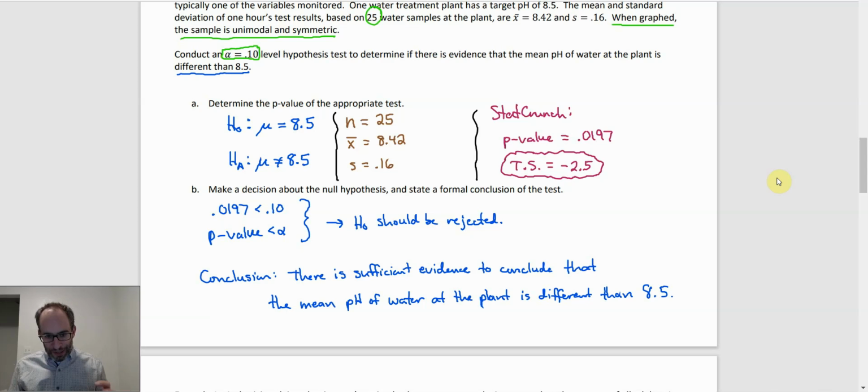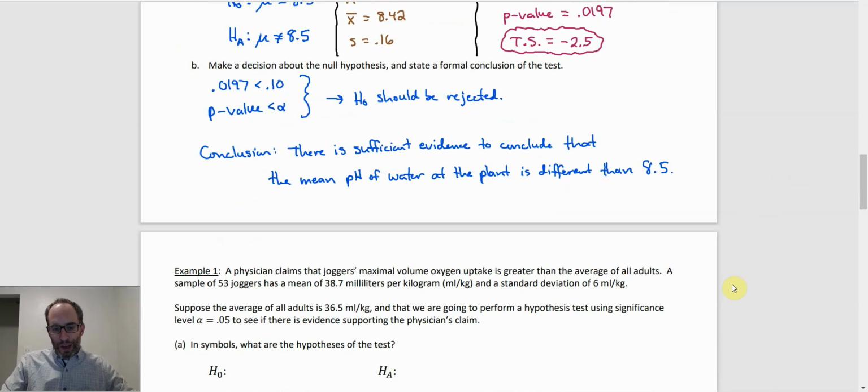Right, with that tiny little sample standard deviation, you don't get a lot of variation there. So because of that, the standard error is really little. When you have s over the square root of n, it's 0.16 divided by 5. It's a little number. It's 0.032. And so that's 2.5 standard deviations away. That 8.42 is going to be 2.5 standard deviations below 8.5. So it may not look intuitively like this is what we would end up with, but it's because that sample standard deviation is so small. All right, then the long way.